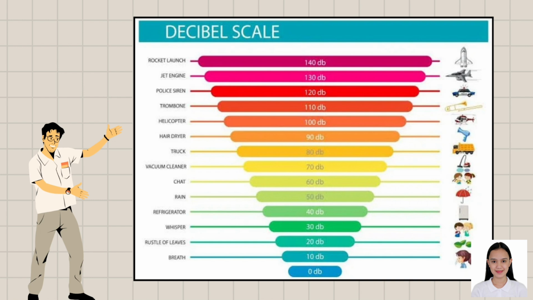And above 85 dB, such as air dryers or helicopters, sound can already start to damage our ears with long exposure. At the extreme end, you have jet engines at 130 dB and rocket launches at 140 dB. These levels can cause immediate pain and hearing damage. So this shows us how the decibel scale helps us understand sound intensity in relation to our hearing safety.